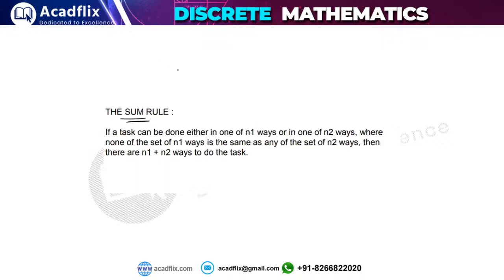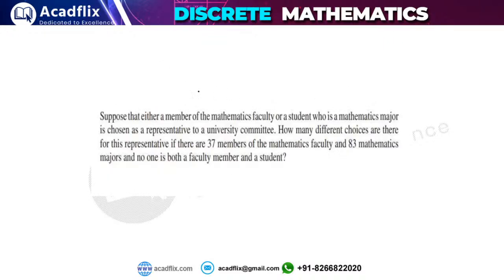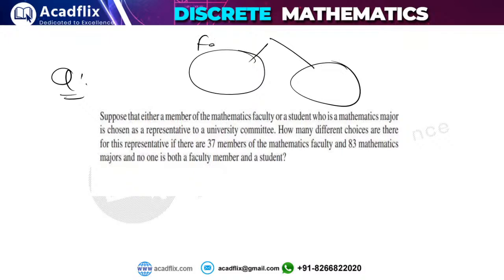Let's take one more example. Consider this question. What he is saying in this question is that there are 2 types of people, either a faculty or a student. So this is a faculty and this is a student. He is saying that a total of 37 faculty are there, and 83 students are there.